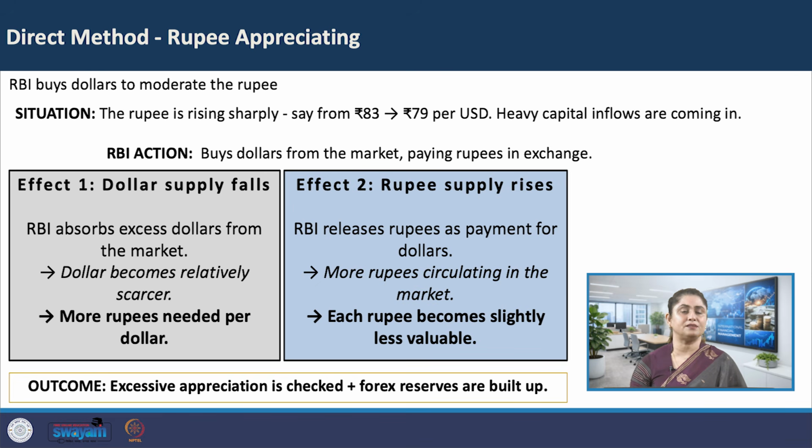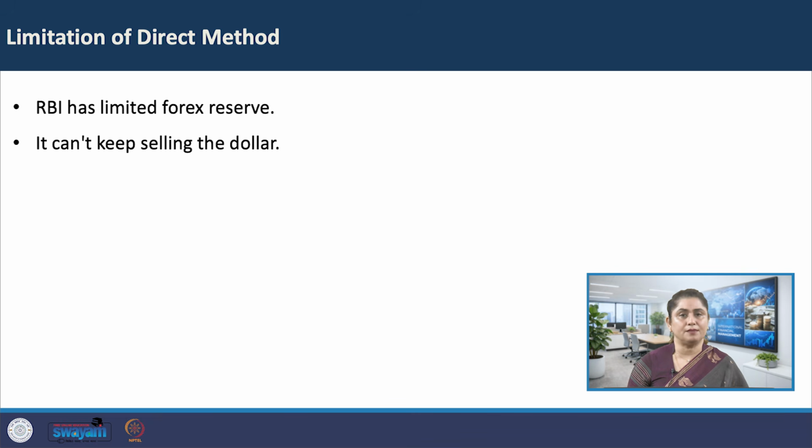Again, two things happen simultaneously. Dollar supply goes down and rupee supply goes up. Both push the rupee downward. The excessive appreciation is now checked. The direct method is immediate, visible, and powerful, but it has one limitation. The RBI's foreign exchange reserves are finite. It cannot keep selling dollars indefinitely.